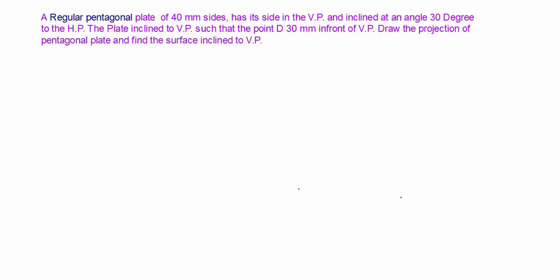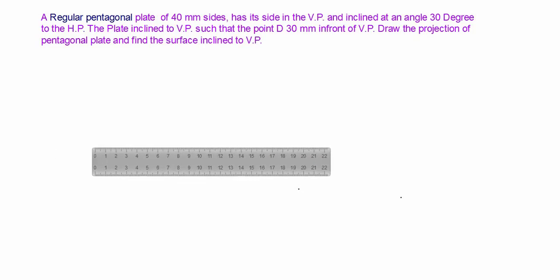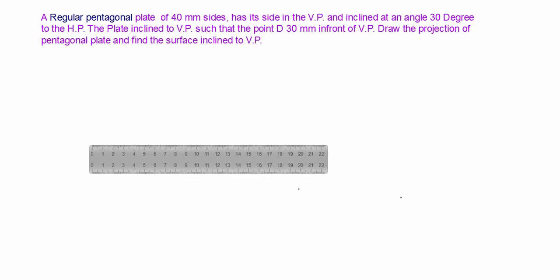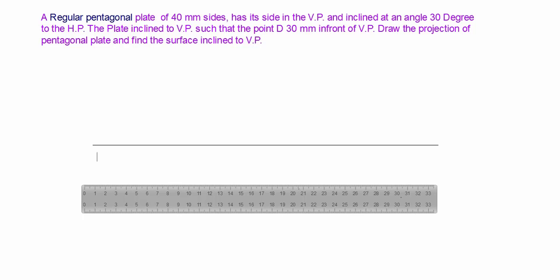So first friends, we draw our XY line. And we solve this entire problem in our first angle systems. So we know above the XY line we have the VP plane, and below to XY line you have the HP plane. So here I mark my VP plane and HP plane.